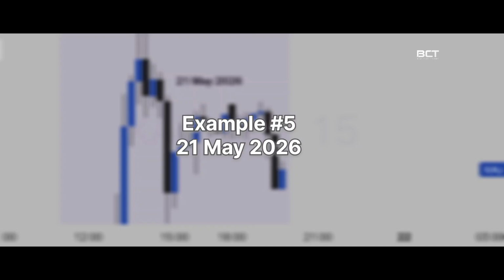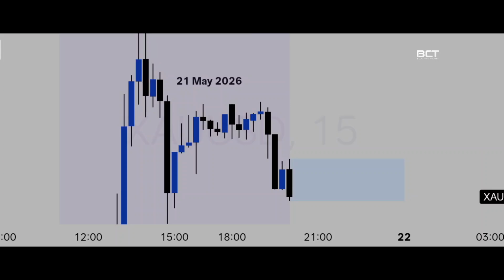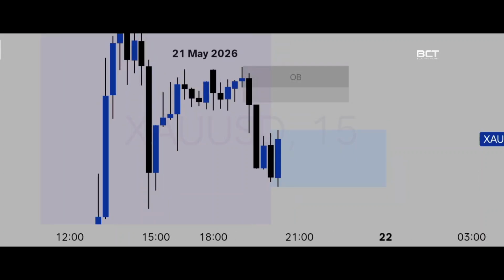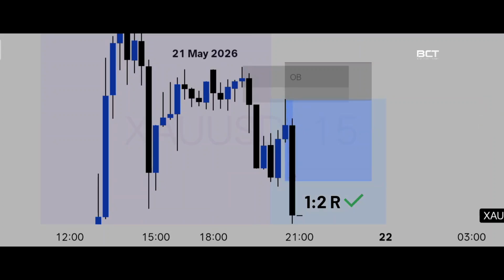Example number 5. This trade example is from May 21, 2026. As the Asian session opened at 8 p.m., a valid fair value gap and order block had already formed during the New York session. Price retraced into the fair value gap, providing a valid entry according to our setup rules. Using a 1 to 2 risk-to-reward ratio, the trade moved in our favor and reached the take-profit target with ease.